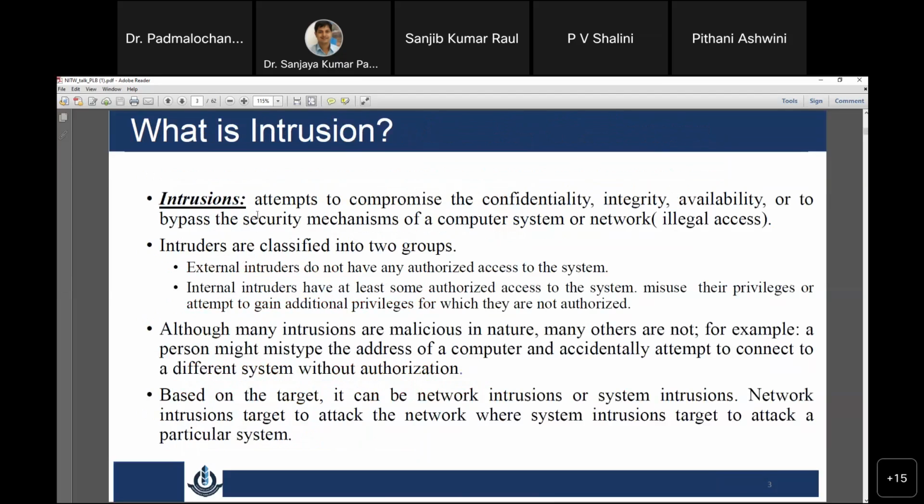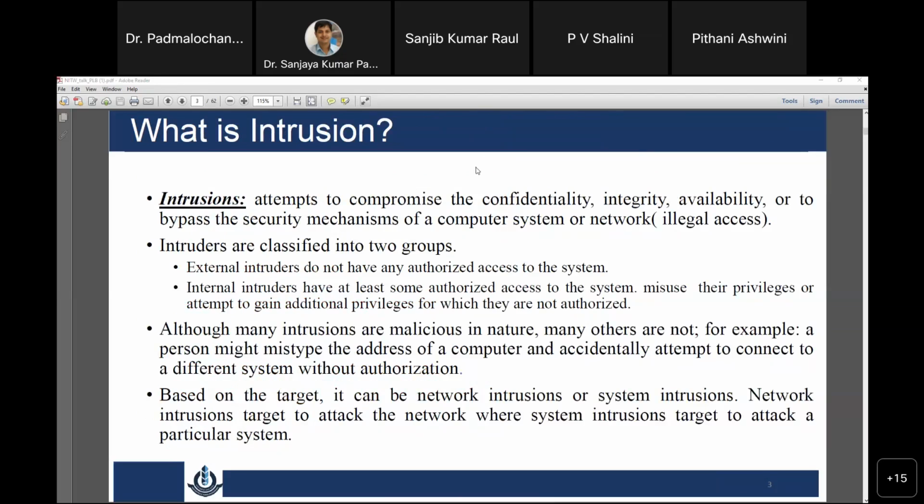Okay, and if we look technically at what exactly a security violation means, it is nothing but violation of three important principles, that is confidentiality, integrity, and availability.